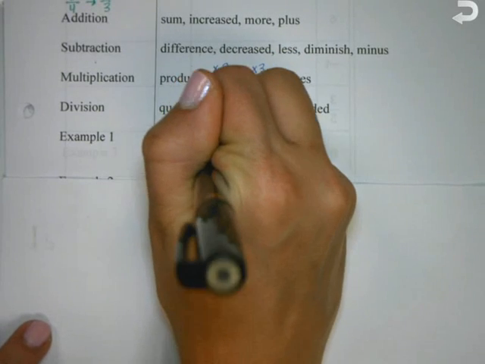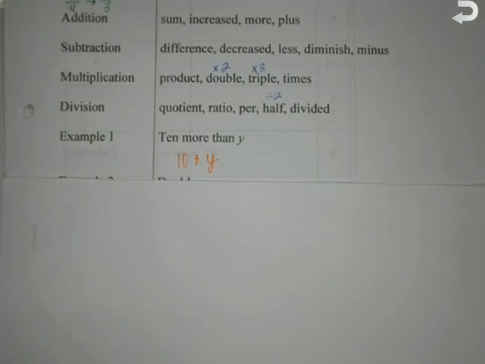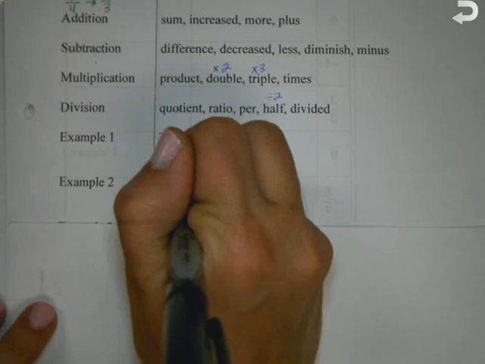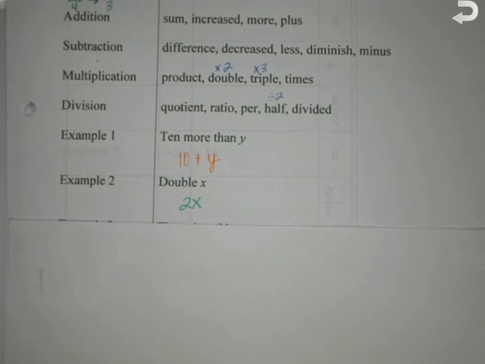So let's do some examples. I'm going to leave these up. 10 more than y. What am I going to be doing here? Addition. So it's going to be 10 plus y. It's addition. Okay, what about example 2? Double x. How could I write double x? 2x. Or x times 2, but that's the same as 2x, right?